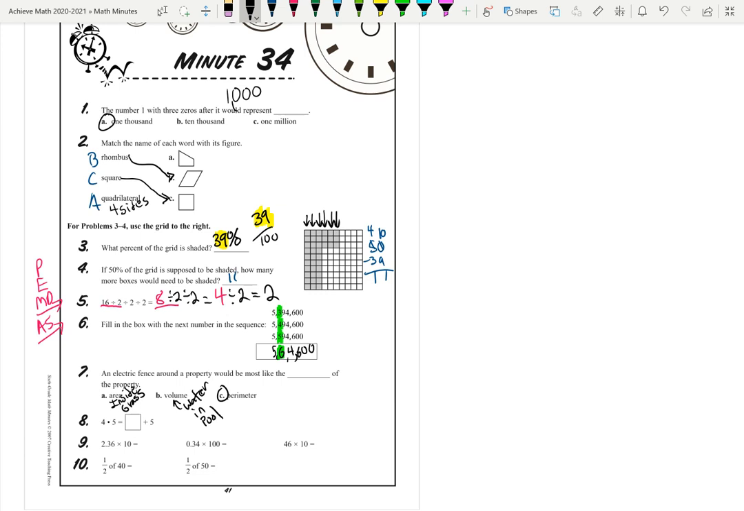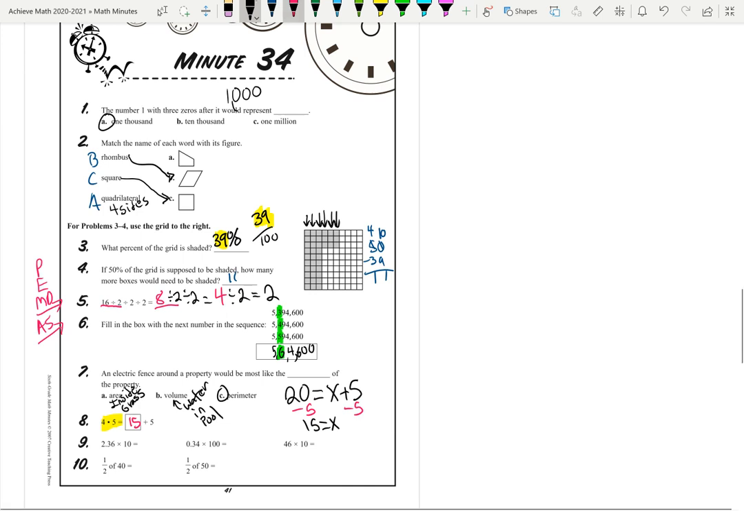All right, and number 8, 4 times 5 is equal to what number plus 5? Well, looking at the left side, 4 times 5 is 20, is equal to a number plus 5. If you know your number sense, you know it's going to be 15, but you can also use inverse operations in order to identify that the unknown number is 15.